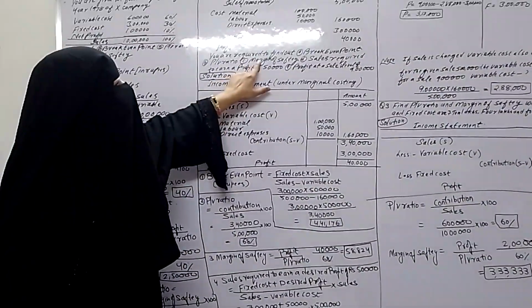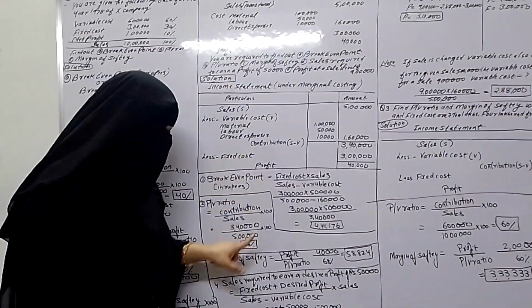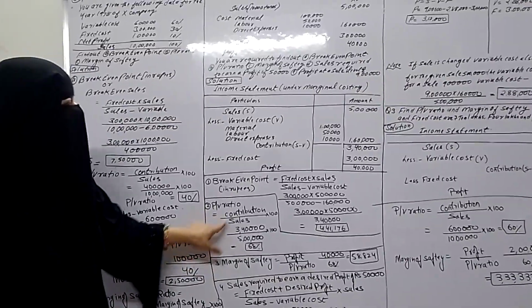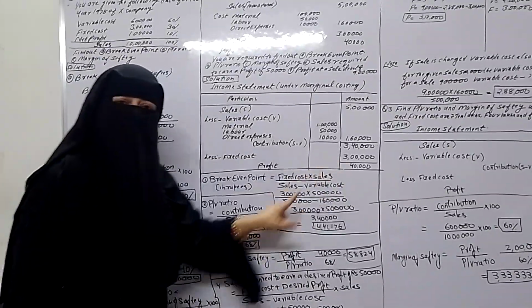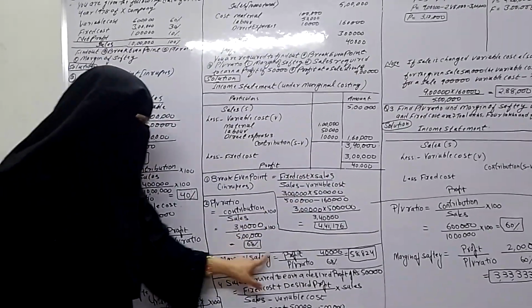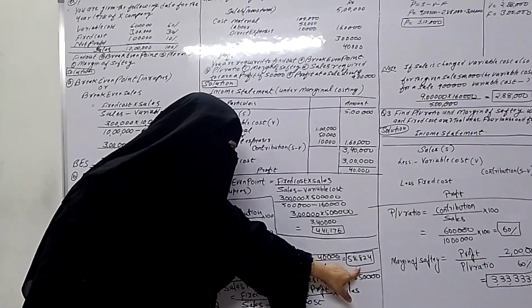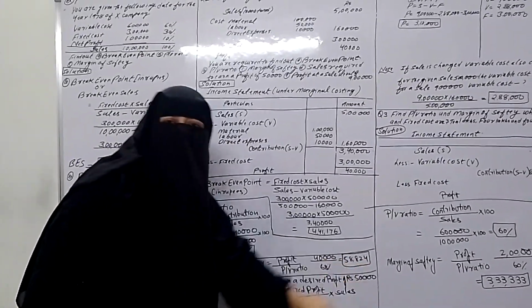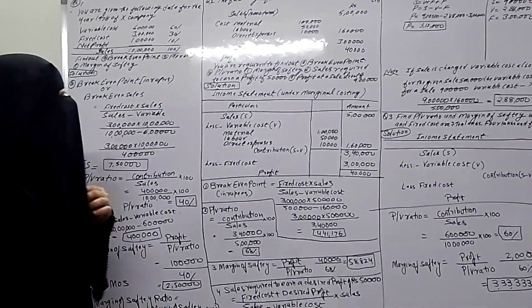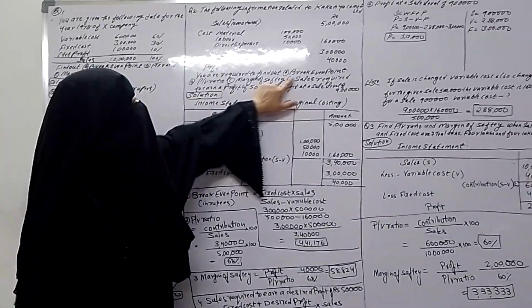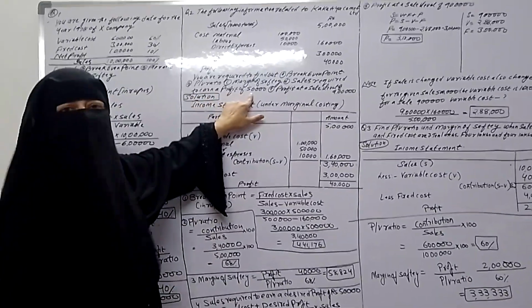Now third point, margin of safety. For margin of safety, formula is profit by PV ratio. Profit is 40,000. Just now we found the PV ratio, that is 68%. Profit by PV ratio, we get margin of safety, that is 58,824.